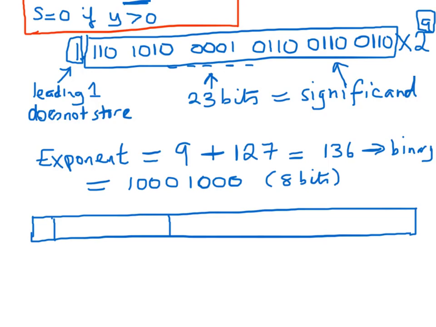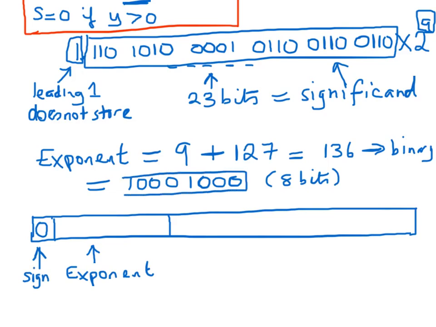Let's fill it out. Remember, the first bit was the sign bit. Our number was positive, so we had a 0 in there. The next part of the number was the exponent. I should write down the sign as well. Sign. All right. The next part was the exponent, and I'll just put a box around it here. We've discovered that the exponent is that number there, 10001000. There's 8 bits in that.